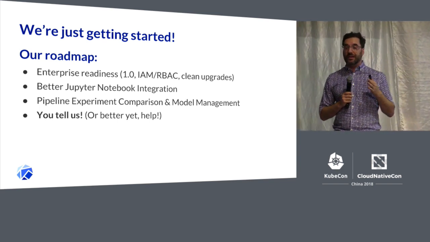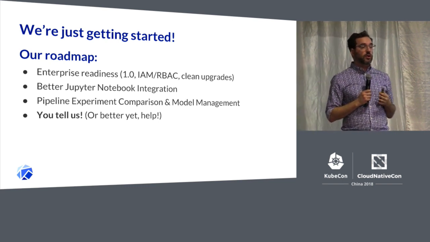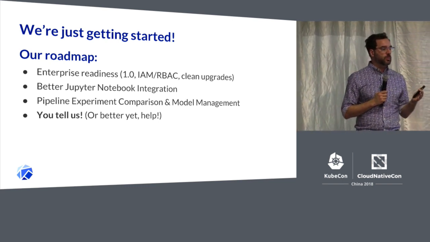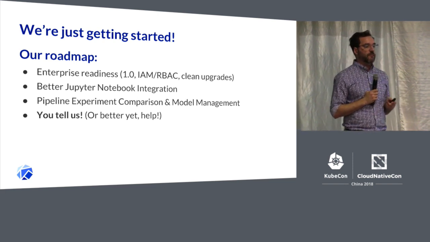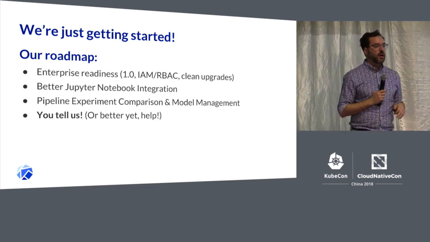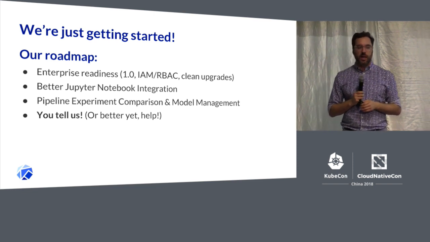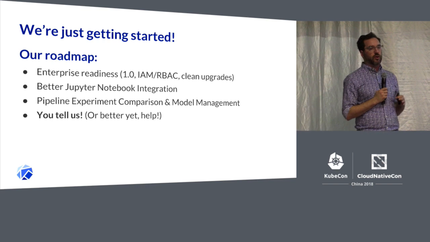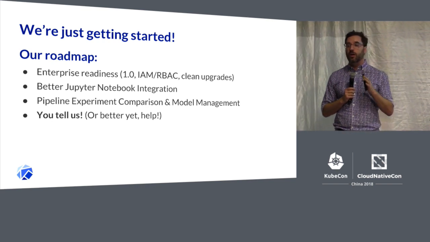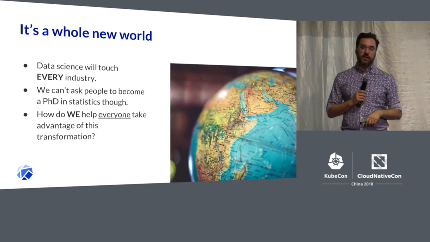One of the things we've heard a lot about is how to be more closely tied with Jupyter. We know that Jupyter is the place where data scientists are working right now, and we want to make it very, very easy to tie those together and provide a much richer pipeline experimentation and model management. These are core things that we've already heard about. We're trying to get to them by 1.0, but we'd really love to hear what you'd like next.